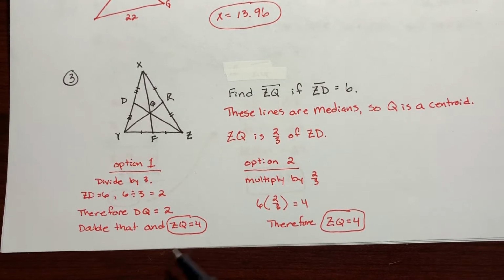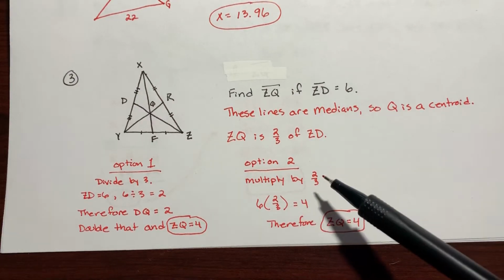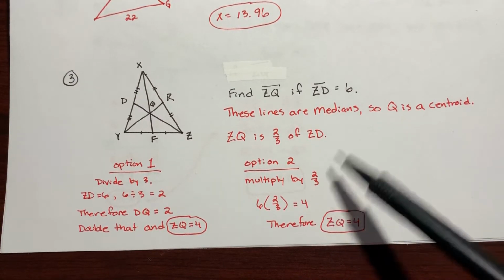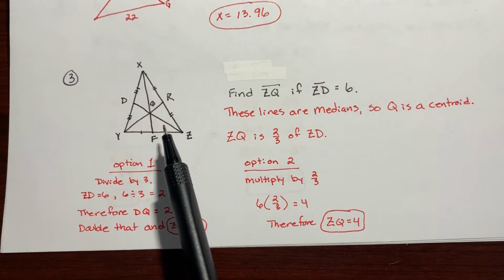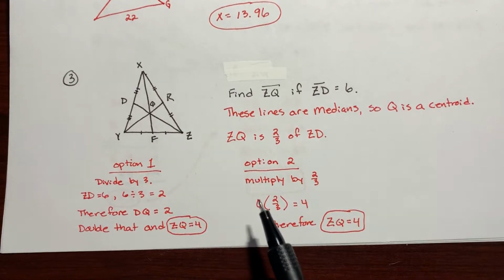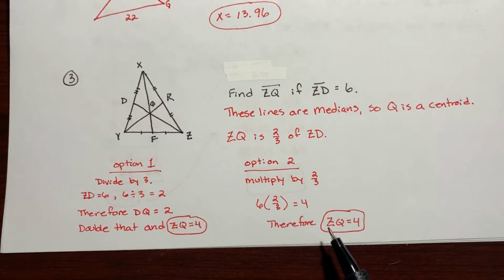Option 2, take the measure of the entire line and just multiply it by 2/3 because I'm looking for ZQ, and ZQ is the 2/3 measure, the 2/3 segment. So I multiply 6 by 2/3 and I get an answer of 4, which is my answer for ZQ.